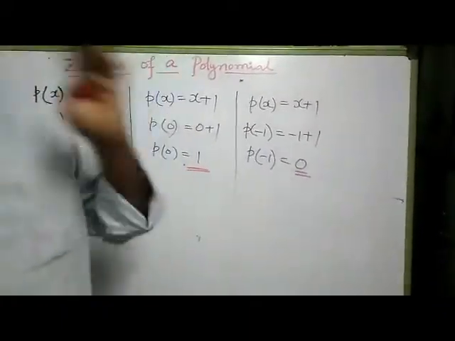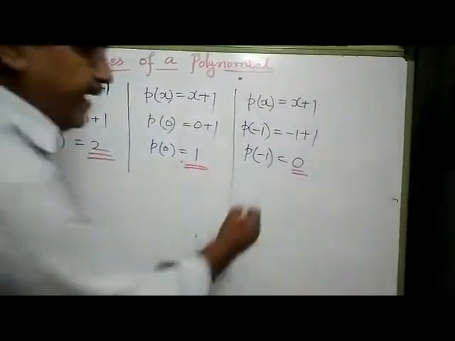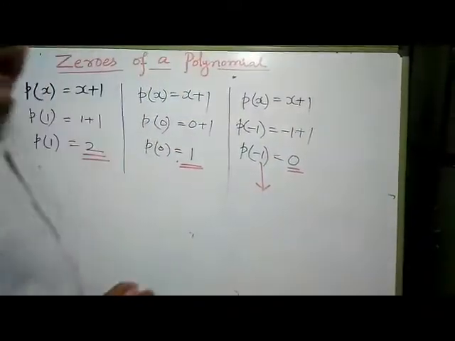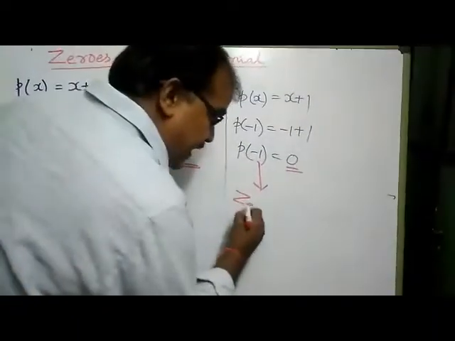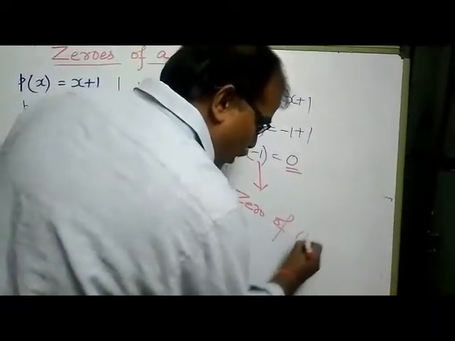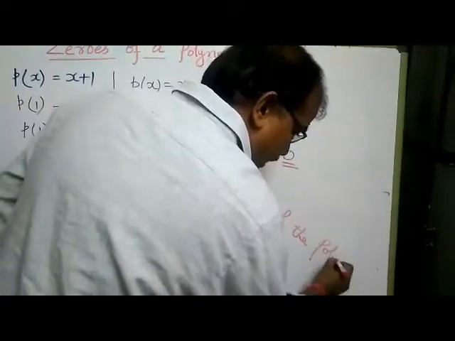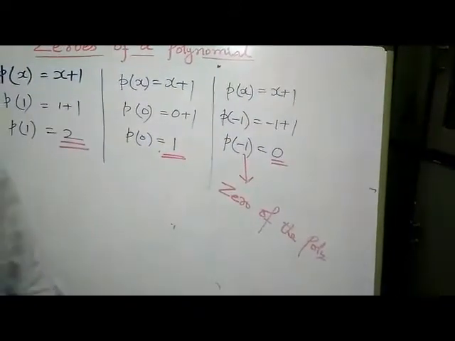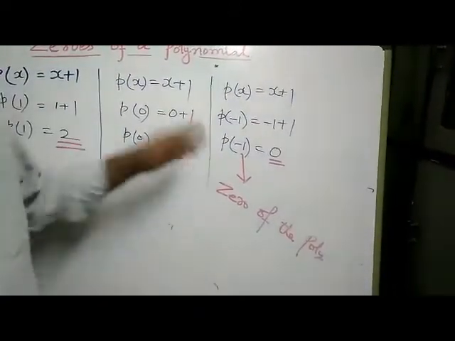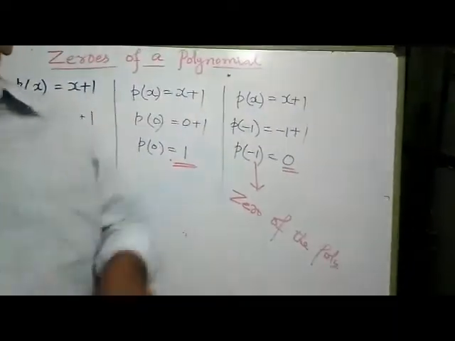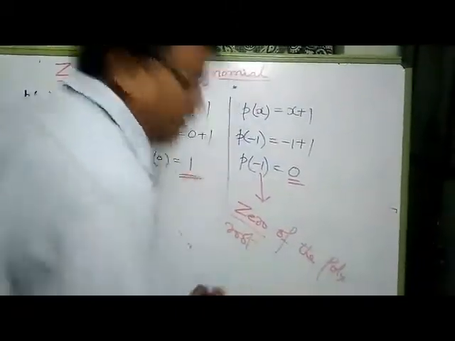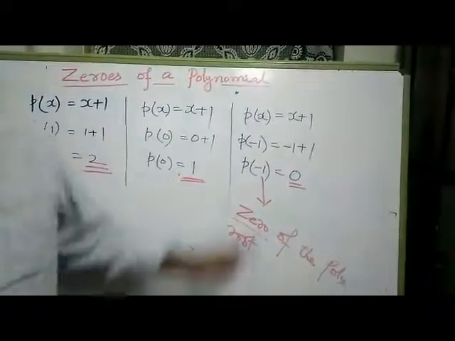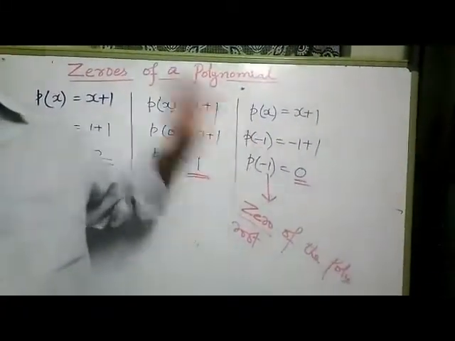Here the most important point is that minus 1 is specially called the zero of the polynomial. Zero of the polynomial, not zero polynomial. The zero of the polynomial is also called the root of the polynomial, or also called the solution of the polynomial.